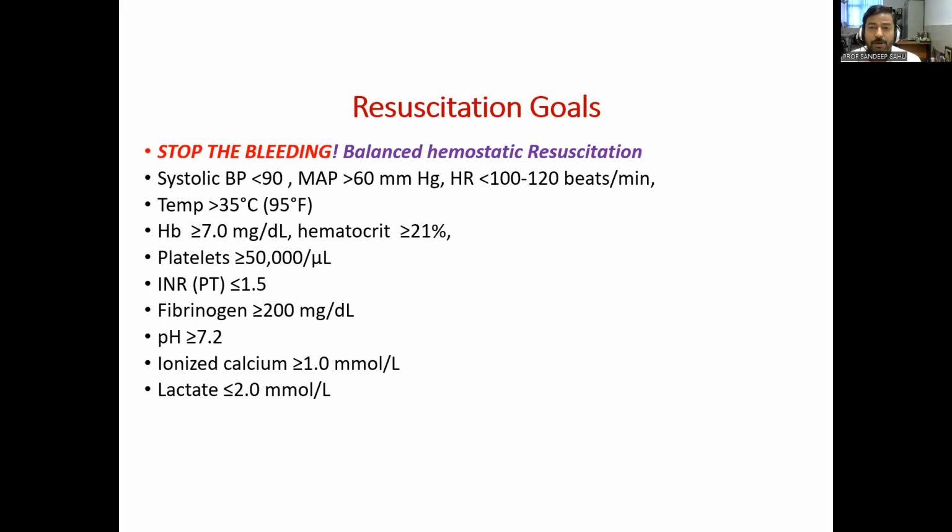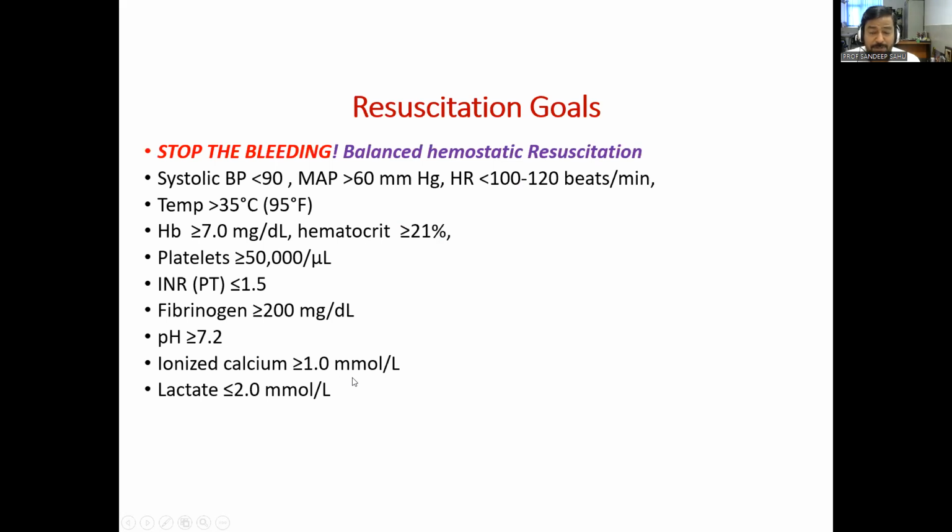The resuscitation goal, definitely, is to stop the bleed, and balanced hemostatic resuscitation means achieving a mean arterial pressure of 50 to 60, heart rate less than 100, temperature more than 35, hemoglobin up to 7, platelet more than 50,000, INR less than 1.5, fibrinogen more than 200, pH more than 7.2, and ionized calcium more than 1 to 2.